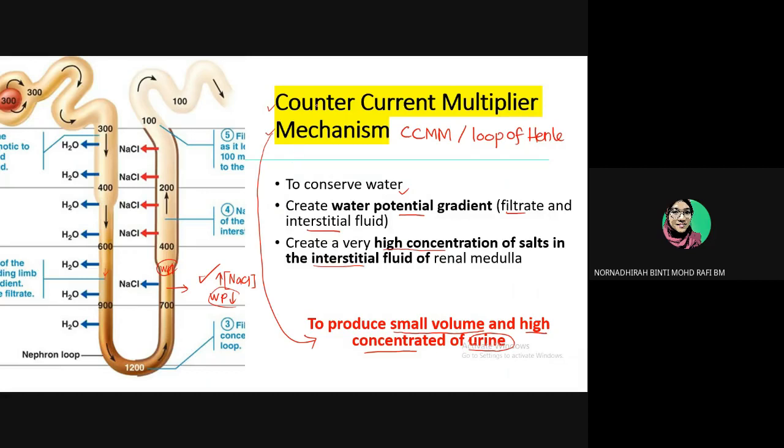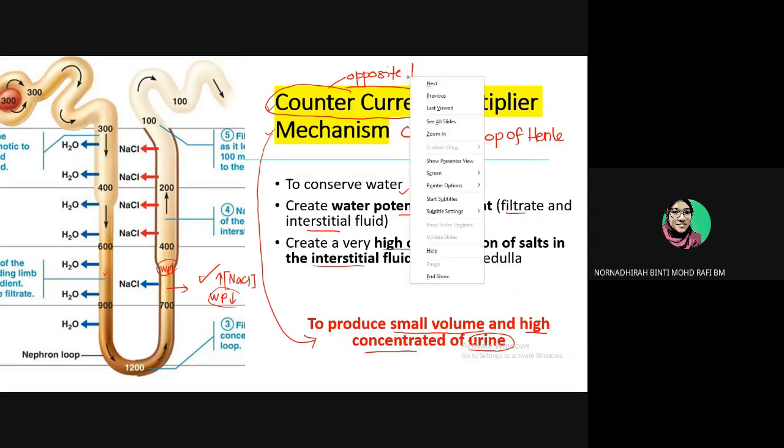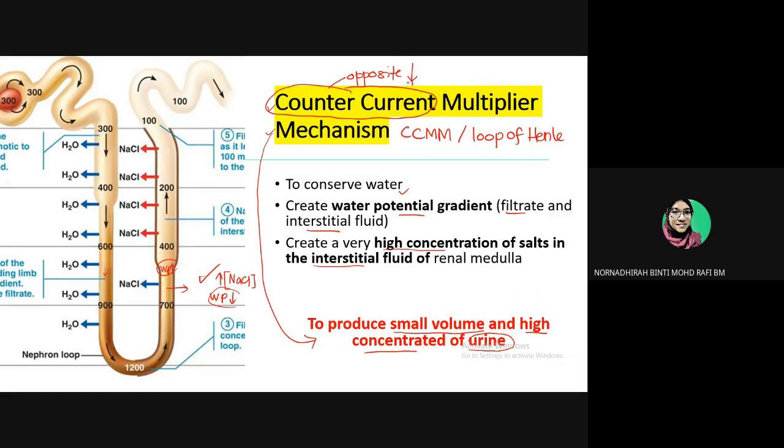Okay, and then kita tengok direct definition dulu. What is meant by counter current? Counter current meaning that opposite. So what we talk about opposite here is the opposite direction of the filtrate. So filtrate will move down the descending limb and move up the ascending limb. Meaning dia kat sini opposite direction. Satu dia akan menuruni descending limb, satu lagi dia akan menaiki ascending limb. So they are different directions here.